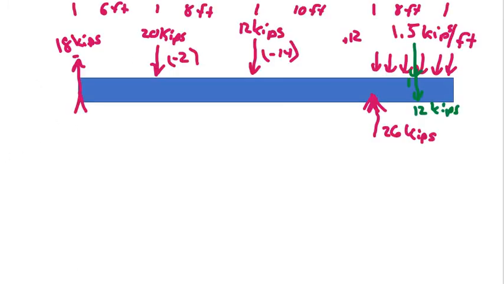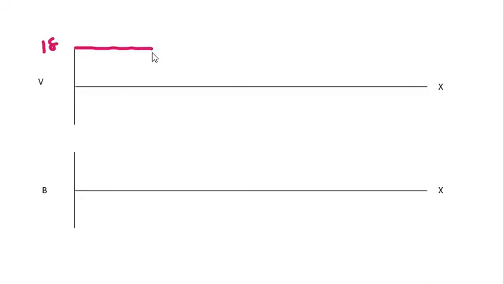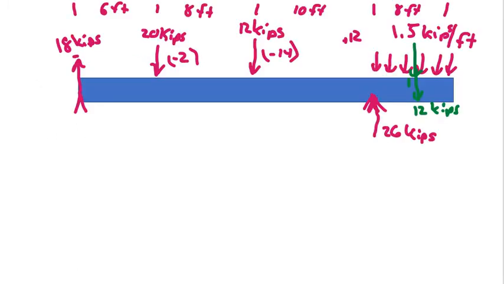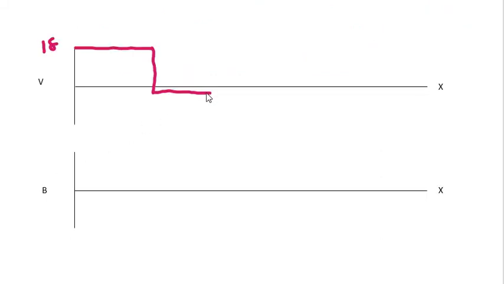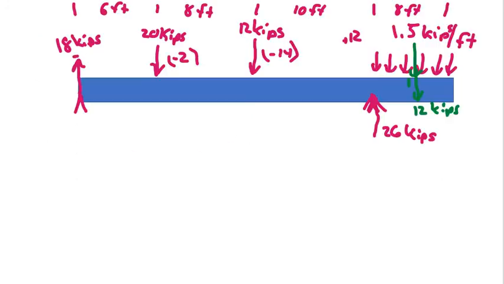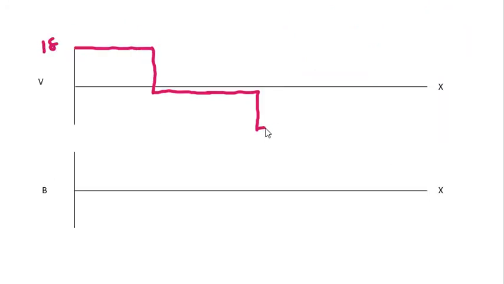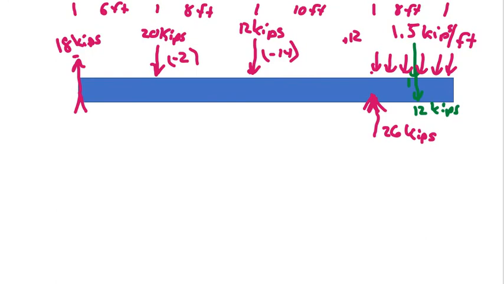And then it's 18 plus 20 down, so it's going to be minus 2. That's going to be minus 2 for the next 8 feet, and it's going to drop to minus 14. And then it's going to be at minus 14 from here to here for the next 10 feet. So I'm going to make this minus 14, and this is minus 2. And then it's going to jump up, it's going to jump up 26, so it's going to go plus 12.